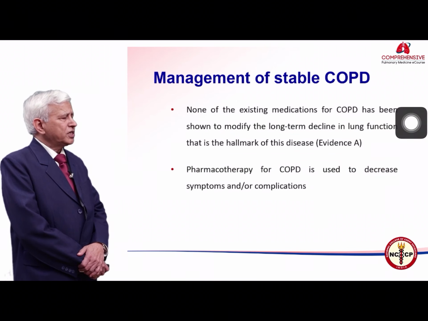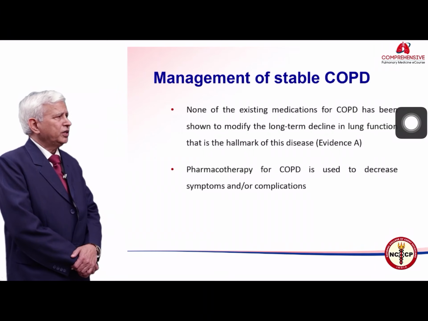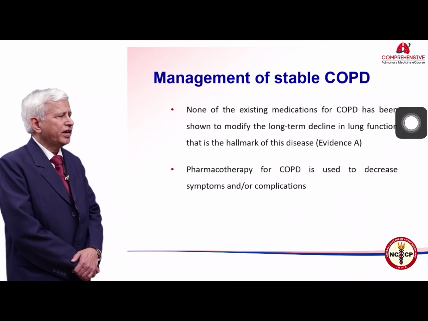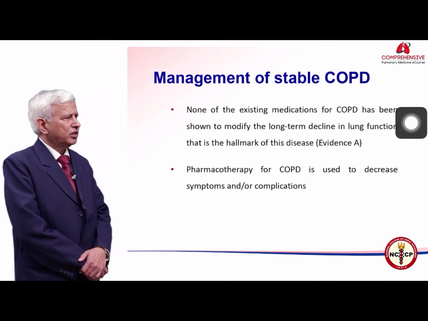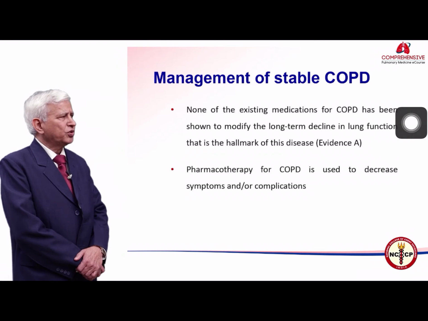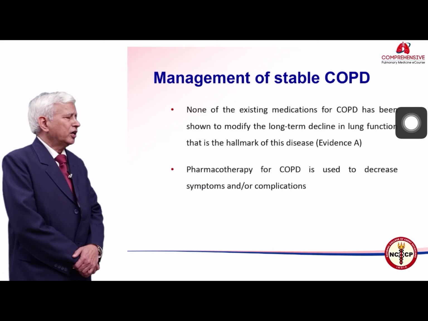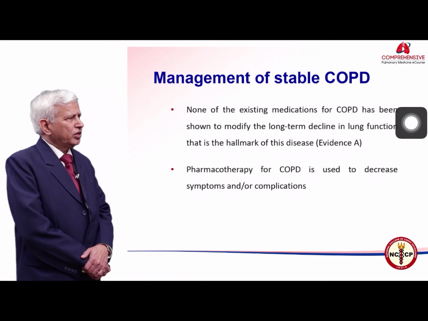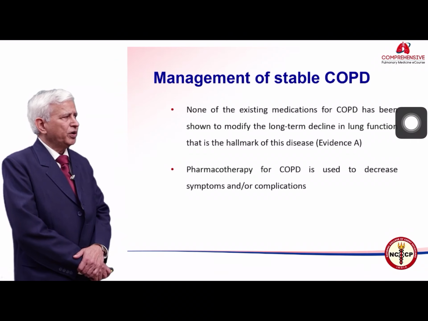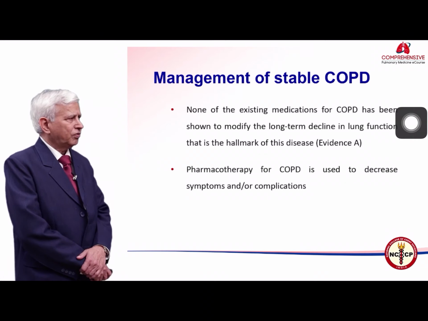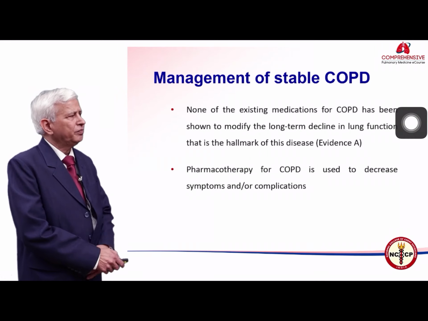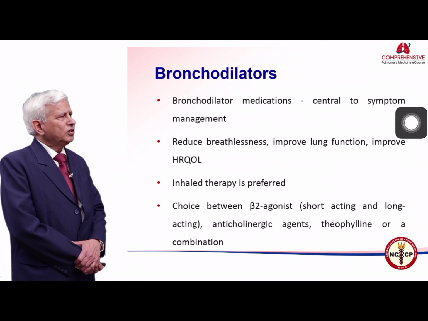If you really look into the basic premise of pharmacotherapy, then I would say that none of the existing medications for COPD has been shown to modify the long-term decline in lung function. And the degree of evidence available for this is A. So it is a progressive disease, I suppose. That is one unfortunate thing which we have not been able to really cover, you see, that it keeps on progressing in spite of all pharmacotherapy. Although pharmacotherapy for COPD is used for all conditions, and it is used to decrease symptoms and or complications, it does not really prevent the progression, you see. What are the bronchodilators which are available?